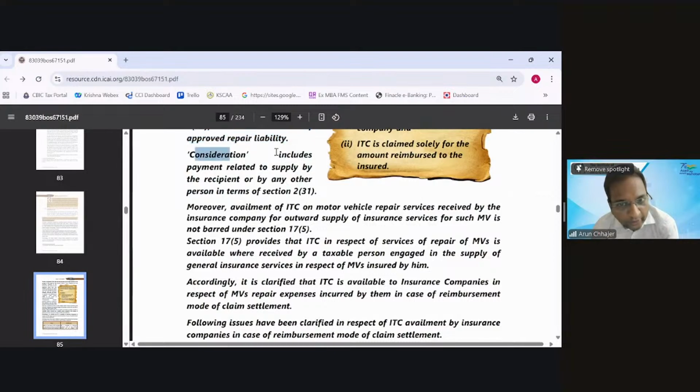Consideration includes payment related to the supply by the recipient or by any other person in terms of section 2 clause 31. Moreover, availment of ITC on repair charges received by the insurance company for outward supply of the insurance service for such motor vehicle is not barred under section 17(5). Can anybody tell me why it is not barred?